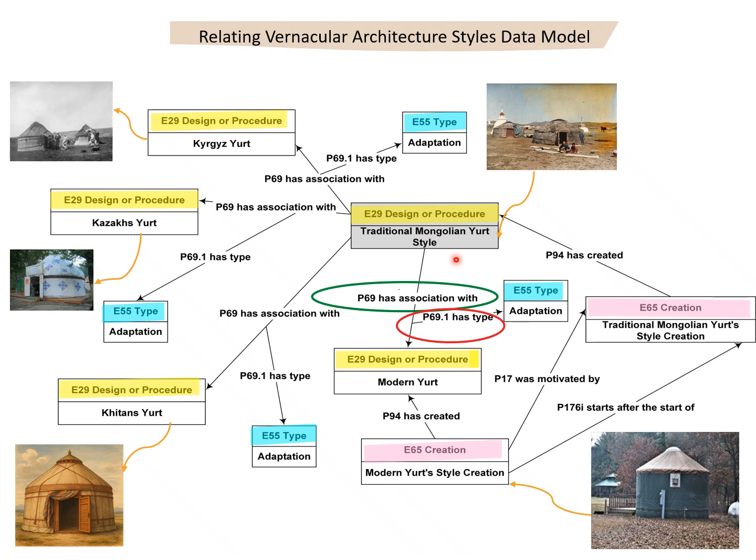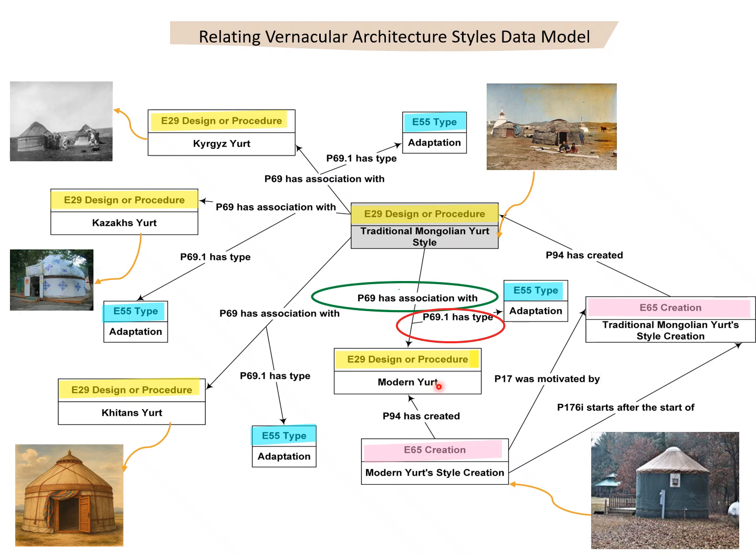In order to represent that a specific vernacular prototype gives rise to another vernacular style, we relate the creation events that created each vernacular style with the property P17 was motivated by, reflecting conceptual or stylistic influence, and the property P176i starts after the start of, which establishes a temporal sequence between the two creation events.